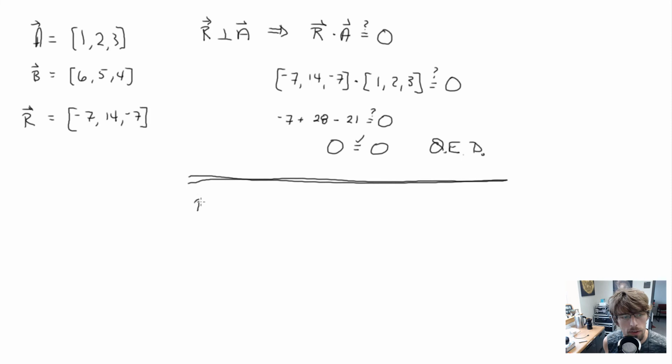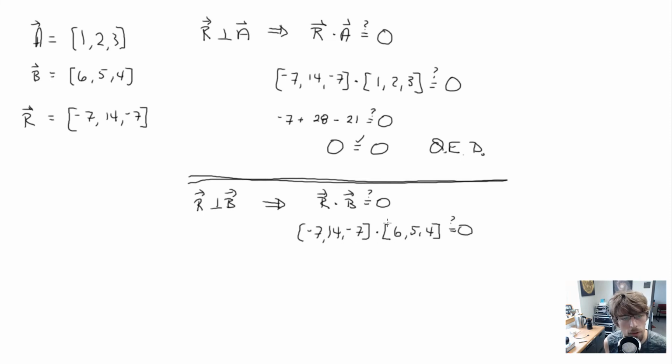Of course, I also said that R should be perpendicular to B. So we go and check. Is R dot B equal to 0? You could probably do this faster than I can. You guys are a lot faster at this kind of stuff. R dot B, which is 6, 5, 4. Equal to 0? And this one looks a little more intimidating, right?